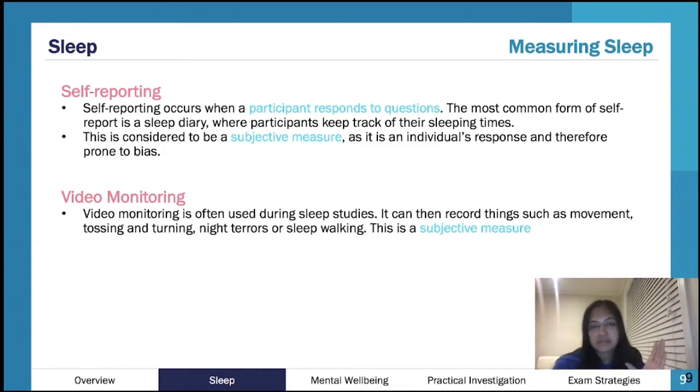So with video monitoring, it's kind of the same thing. You basically just video someone while they're asleep. And this is when you're looking for things like maybe seizures or sleepwalking. The idea of it being subjective is because, again, it's a little bit open to interpretation. So if someone's moving a lot, what does that say about their sleep? Oh, they must be having a bad sleep. It must be this, that. So I would say it's probably less subjective than self-reporting because the video is in front of you.